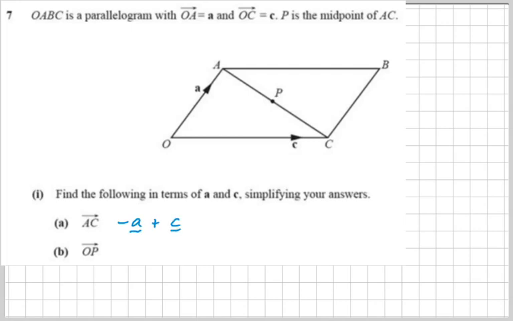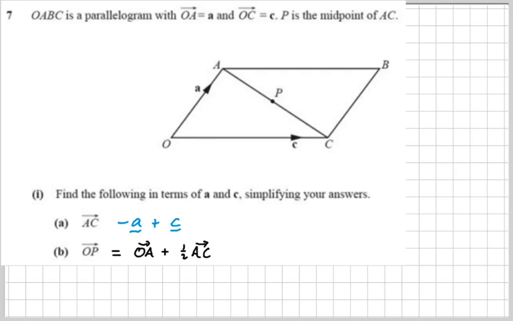How do we get from O to P? Well, I probably want to go up here and then down there. So A to P, notice, is half of A to C. So this can be very helpful as a sort of line of working here. To get from O to P, write down what that route is. It's O to A and then half of A to C.